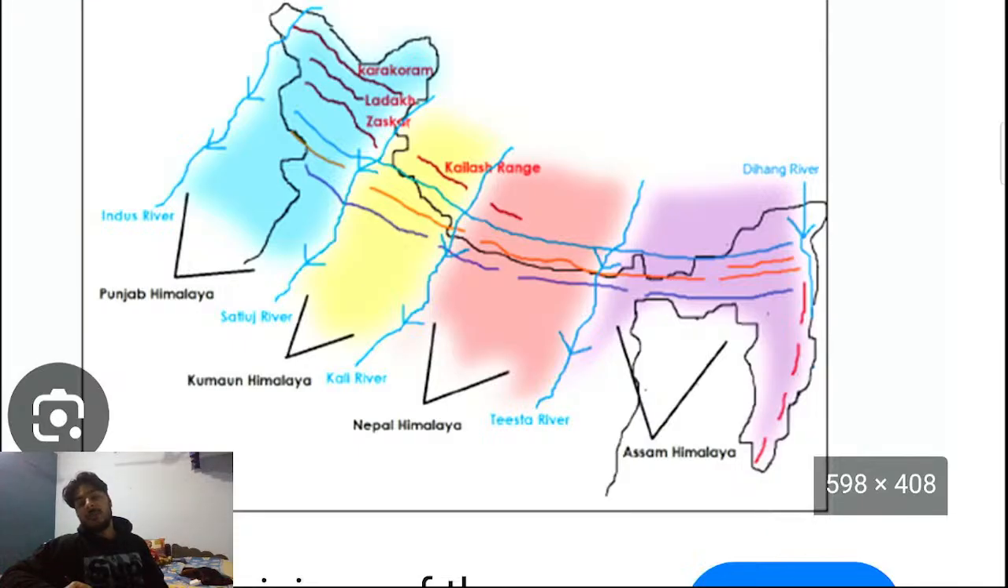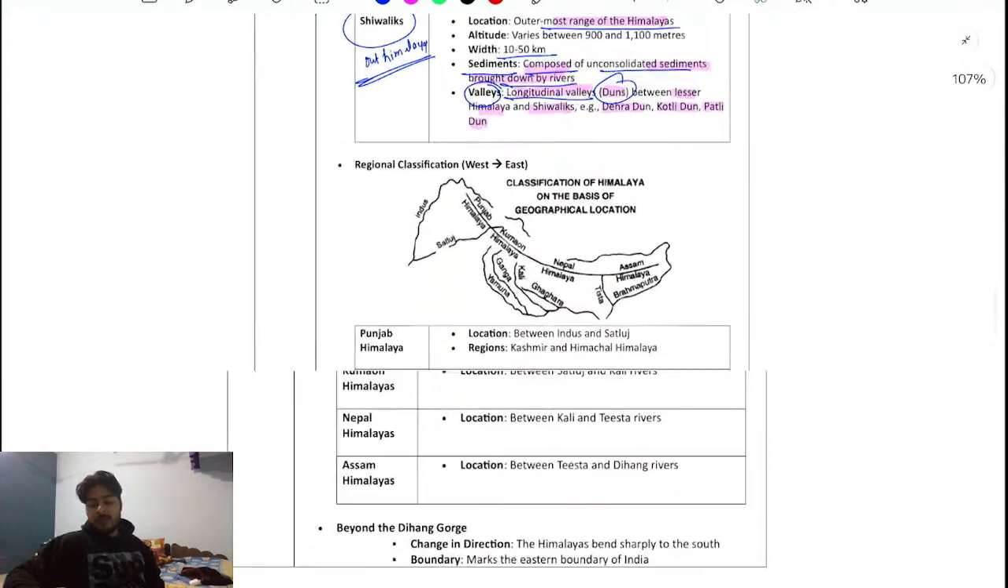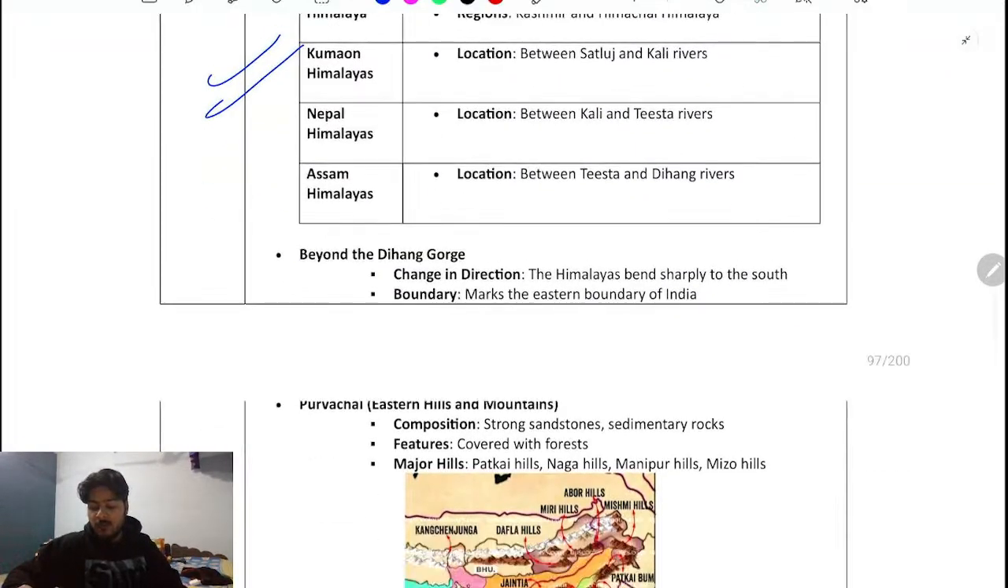Vertical classification, you may call it. I believe now you understood what vertical classification means. So this was the Punjab Himalaya, Kumaon Himalaya, Nepal Himalaya, and Assam Himalaya. Clear, everybody? And download this picture from here only. So this is what we have understood till now. These things have now become a cakewalk for you.